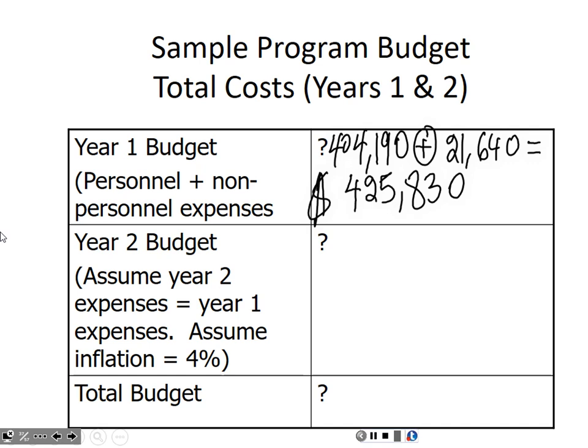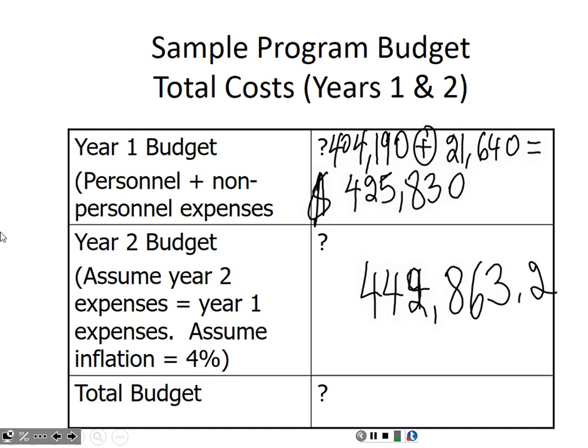Yeah, loudly, please. 444,863. 444? Sorry, 442. 442,863.2. Okay. And how did we arrive at this figure? It's 104. Okay, where are we? Let's go back to our table. How did we arrive at this figure for year 2?